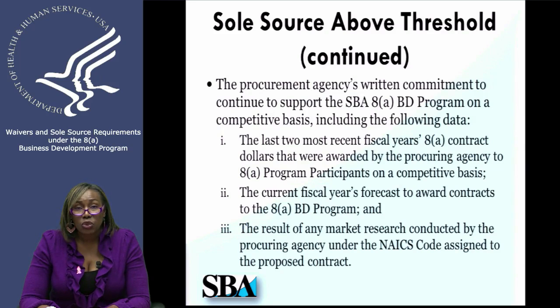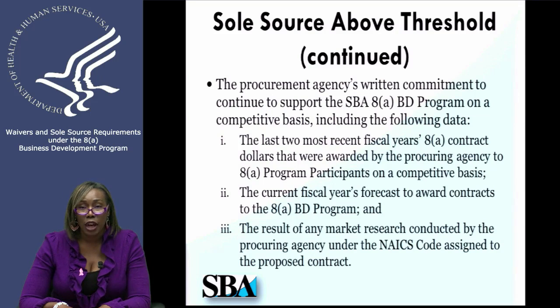We're going to ask you for at least the last 2 most recent fiscal years' 8A contract dollars that were awarded by the procuring agency to the 8A program participant on a competitive basis. We want to see that. We want the current fiscal year's forecast to award contracts to the 8A BD program, and the results of any market research conducted by the procuring agency under the NAICS code assigned to the proposed contract.